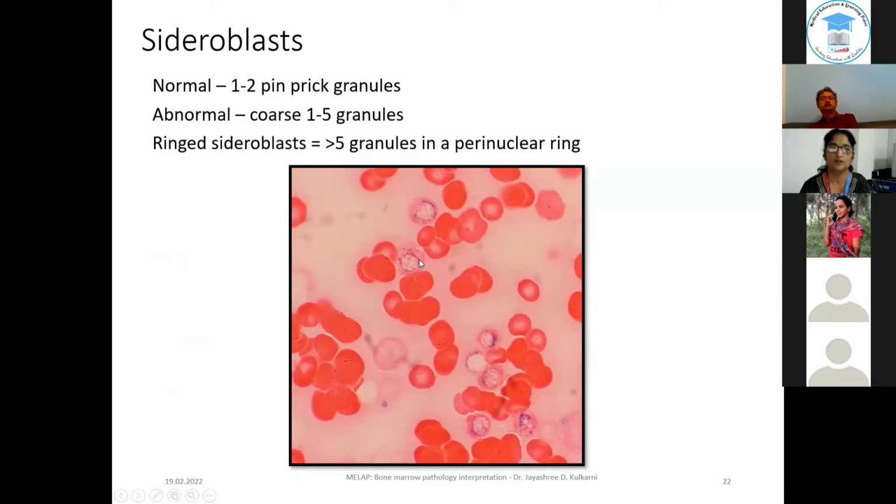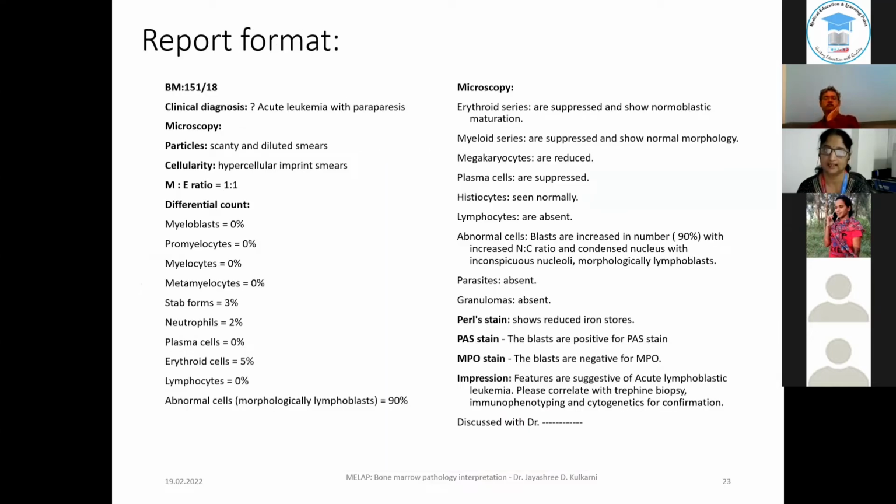So now sideroblasts are those normoblasts with 1 or 2 pinprick siderotic granules. Whereas with 1 to 5 coarse granules, it becomes an abnormal sideroblast, and a ring sideroblast if there are more than 5 granules in the perinuclear ring. This comes in helpful in MDS diagnosis.